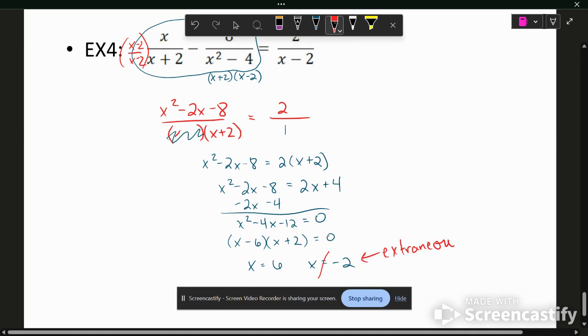Now, if you factor the x squared minus 2x minus 8 to begin with, if you're one of those people that could see that and factor that, you won't get that. You won't get the negative 2 as your answer.